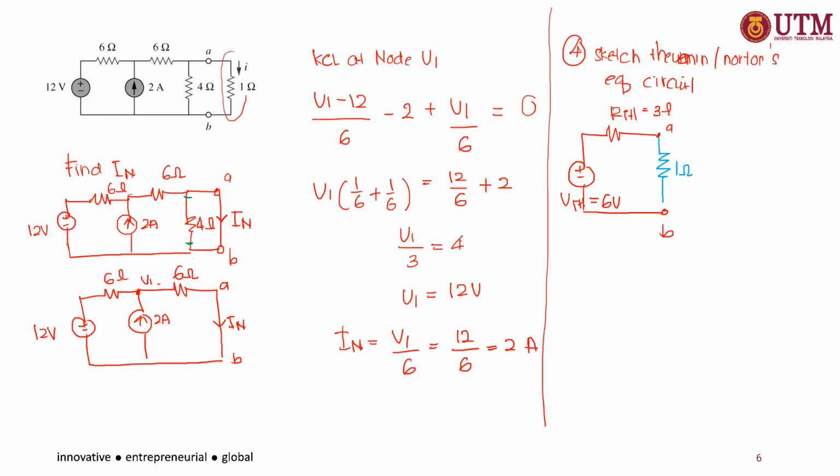Okay, for the Norton circuit, the current source, the current IN, is parallel with the RTH. So your RTH is here equal to 3 ohm, and then this is your current IN is equal to 2 ampere. So this is actually equivalent to RN. And then this is your terminal A, this is your terminal B, and then this is your load, which is 1 ohm.